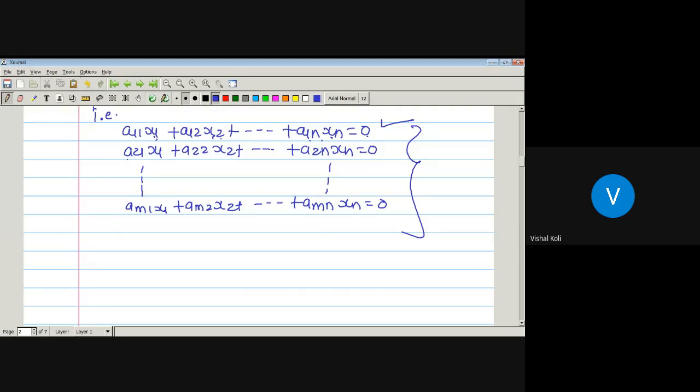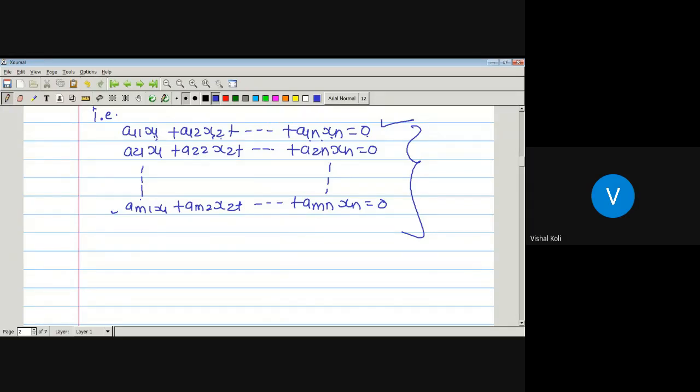Now the second: again, x1, x2 up to xn equal to 0, then whatever the values of its coefficients a21, a22 up to a2n are, its sum will again be 0, and the same for the last one. So we conclude that whatever the values of our coefficient matrix a11, a12 up to a1n are, if we take x1, x2 up to xn equal to 0, then it must hold the given system of linear equations, that is, the homogeneous system.